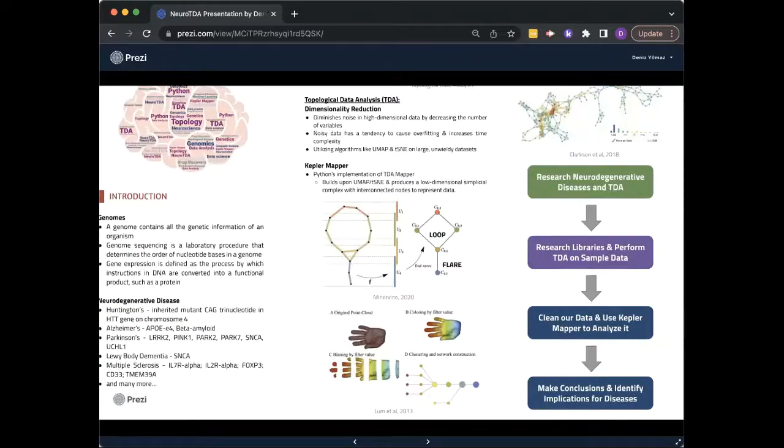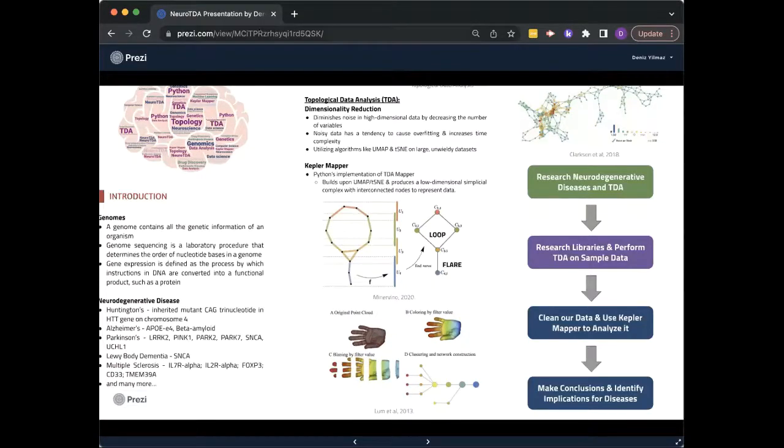There are two different aspects of TDA that we will be using in our analysis, which are dimensionality reduction and Kepler Mapper. Dimensionality reduction is the process of reducing noise in high-dimensional data by decreasing the number of variables. Data with an excess amount of noise can cause overfitting in machine learning, inaccurate data analysis, and an increase in time complexity. Luckily, dimensionality reduction provides a solution to all of these. There are many methods of dimensionality reduction, but the one we will likely be using is uniform manifold approximation and projection, or UMAP.